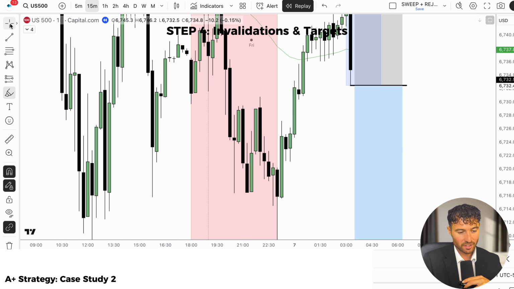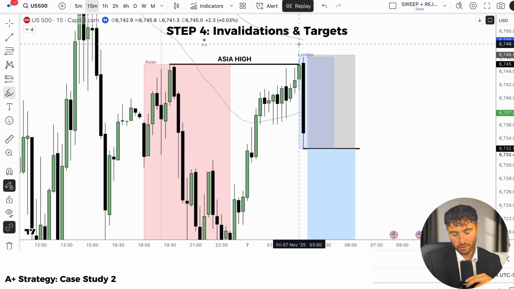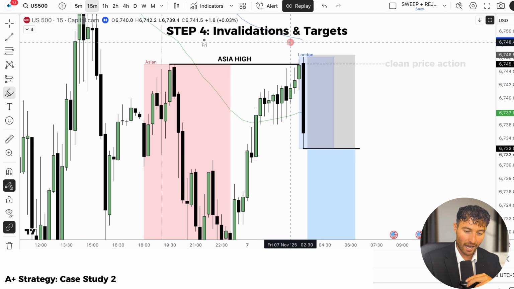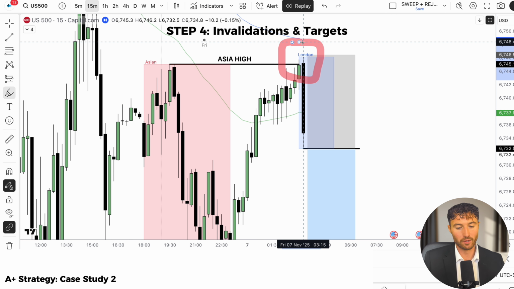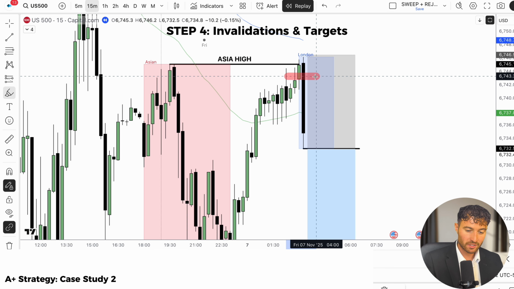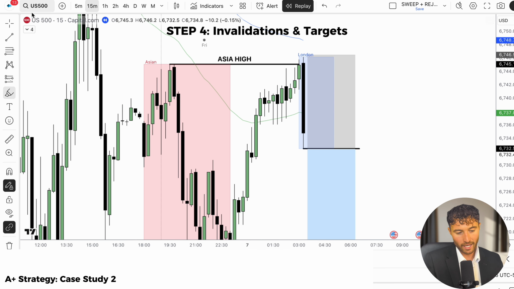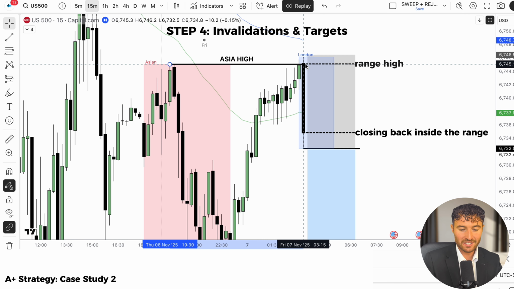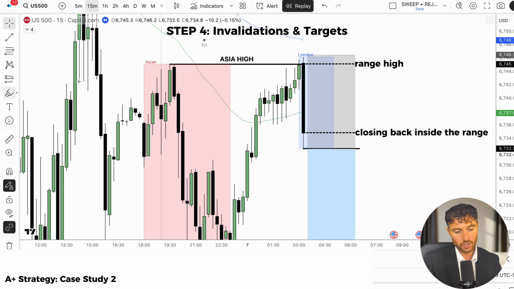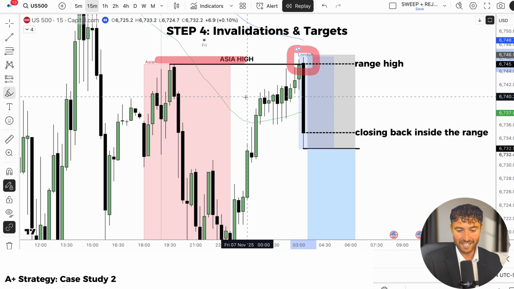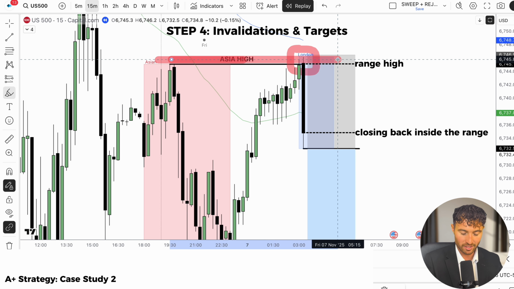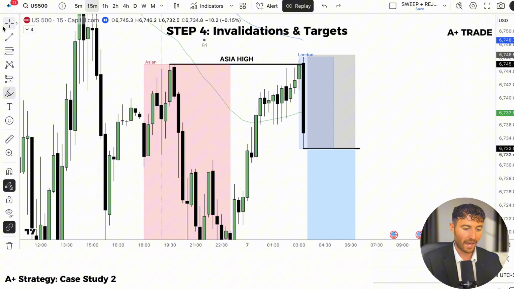So why is this a valid A+ trade? Number one is because we've seen very clean price action after the manipulation, right? So we're not really too bothered about the price action before the manipulation. It's more important what happens after the manipulation. Also, once we have seen the manipulation, what we get is price closing back inside the range, right? So we have the Asia high right here. Price goes ahead, manipulates above, and then closes back inside, right? This is the range high right here. So that is why this is a valid A+ trade.